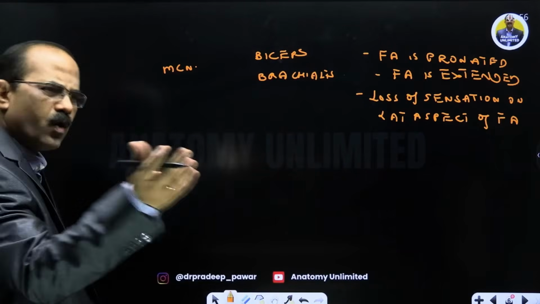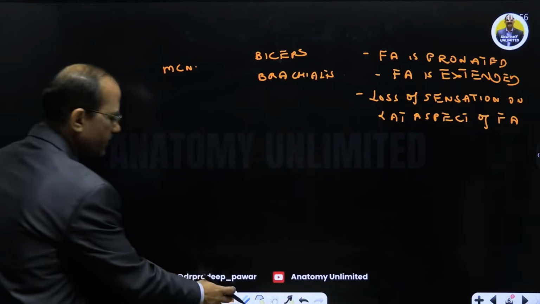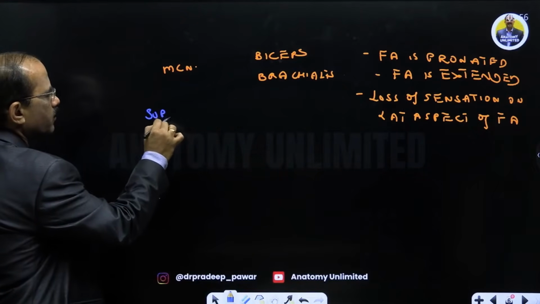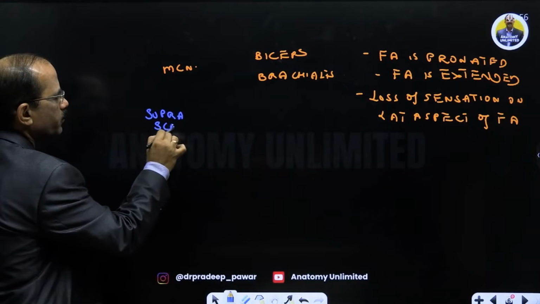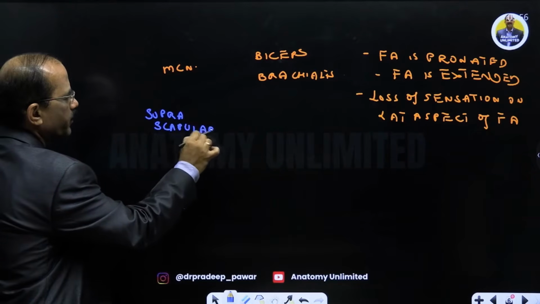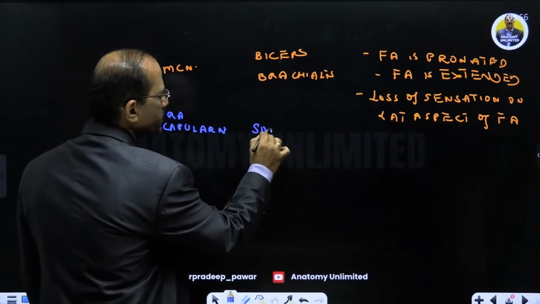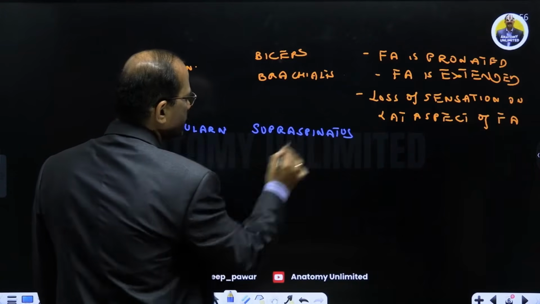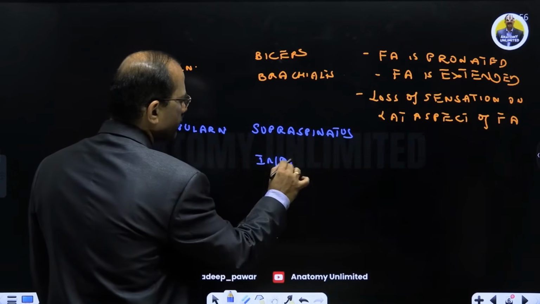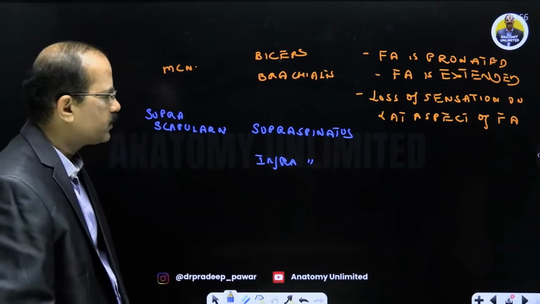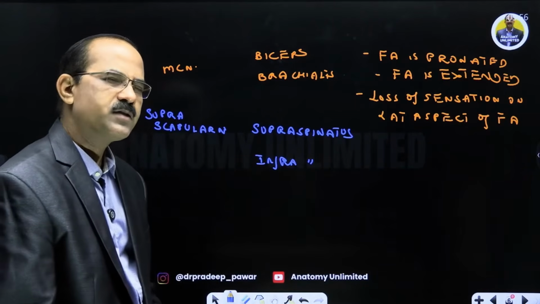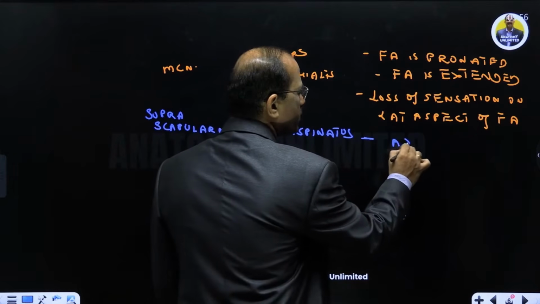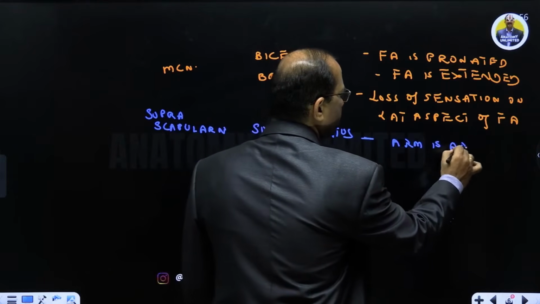Fine. और कौन से nerves involved है? Which are the other nerves involved? दूसरे nerves involvement is suprascapular nerve. ये क्या supply करता है? Supraspinatus and infraspinatus. What is the action of supraspinatus? Abduction. Abduction है ना? Abduction from 0 to 15. So abduction is lost. So arm is adducted.